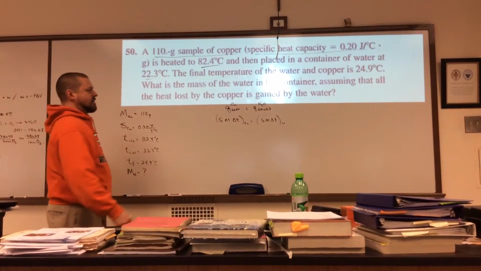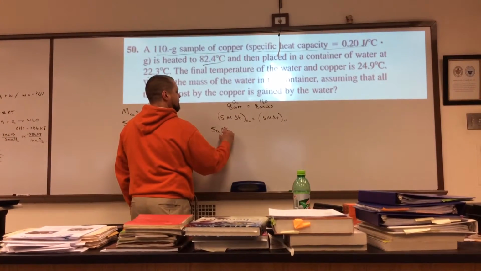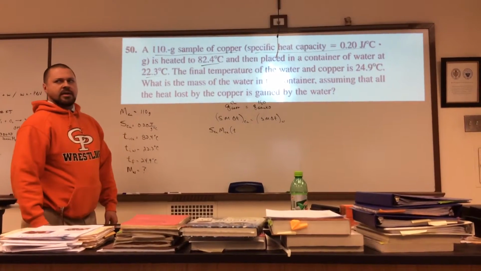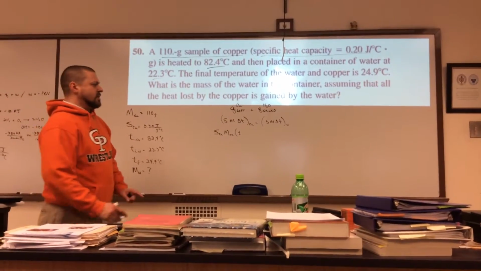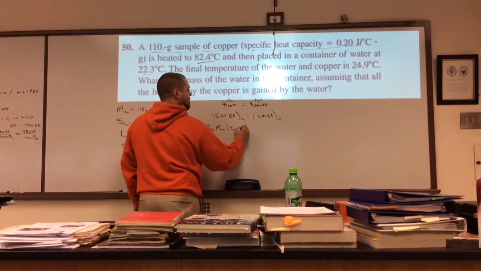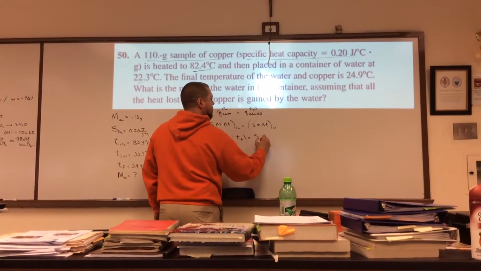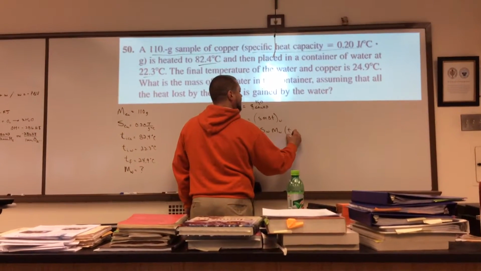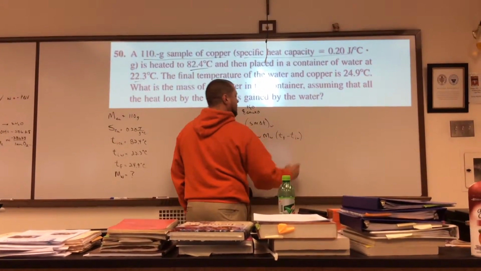Okay, I'll expand it out. Specific heat of copper times the mass of copper times the temperature. Okay, now I got to think. Copper is hot initially, colder later. So initial should go first, minus the final. So I get a positive. Good. Specific heat of water times the mass of water times temperature final minus temperature initial of water, because the final temperature is going to be higher than the temperature initial of water.